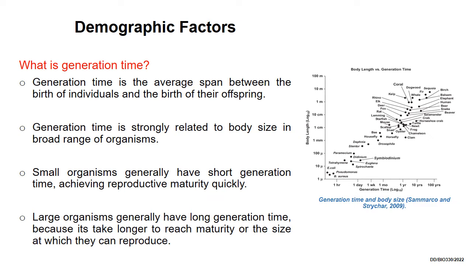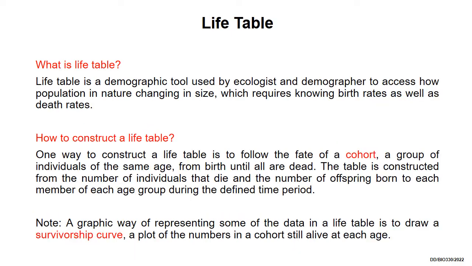Next factor, what is generation time? Generation time is the average span between the birth of individuals and the birth of their offspring. Generation time is strongly related to body size in a broad range of organisms. Normally, organisms small in size have short generation times, so they achieve reproductive maturity quickly. But large organisms have long generation times because it takes longer to reach maturity, or the size at which they are able to reproduce.